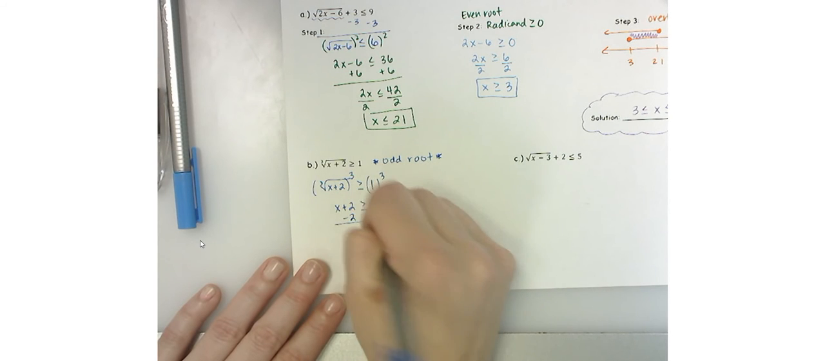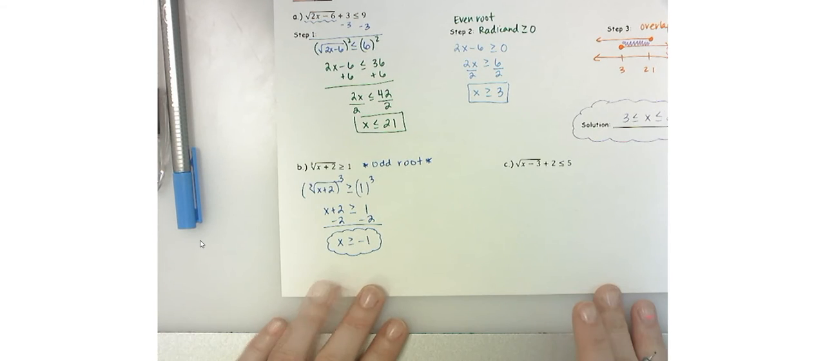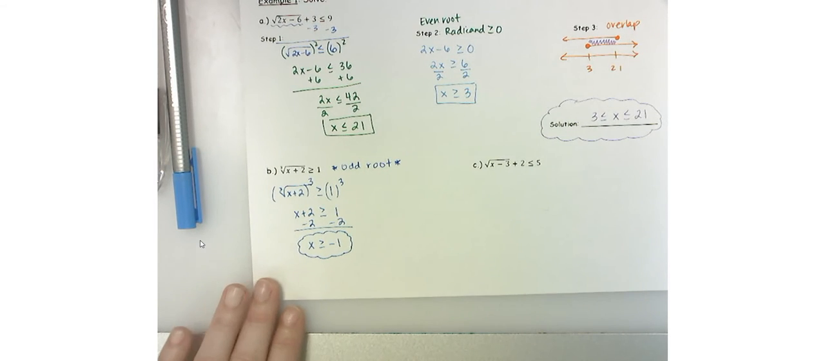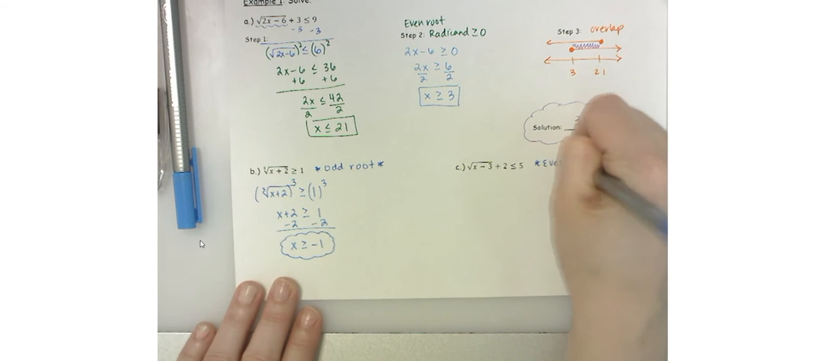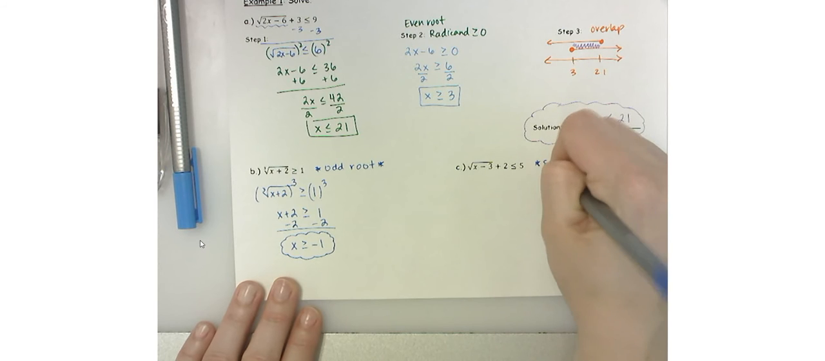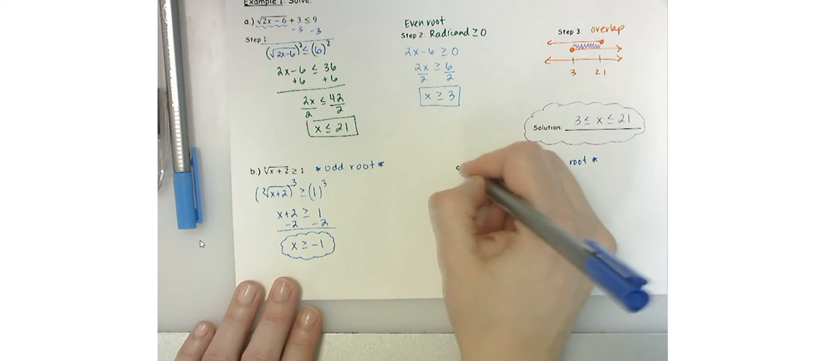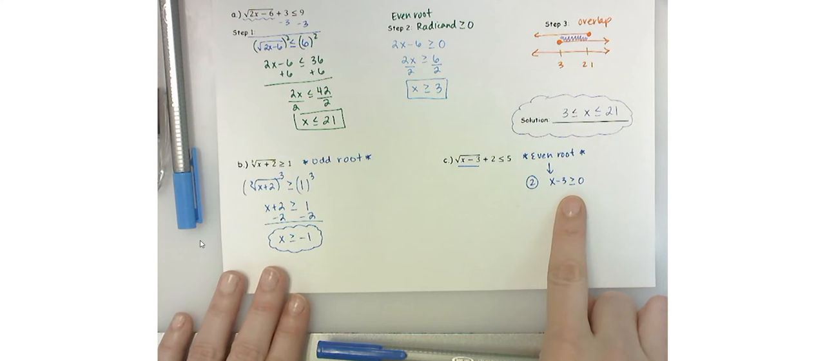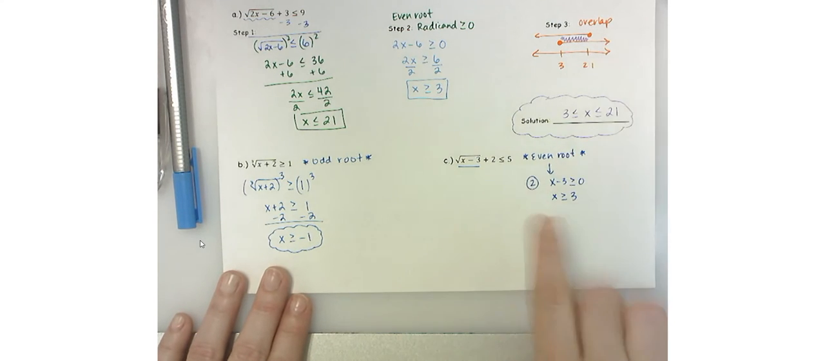Okay, this one is an even root. So whenever you have an even root, you do have to do step 2. You could even set that up right away. You're taking what's underneath, the x minus 3, and setting that greater than or equal to 0. This is always greater than or equal to 0, which means you should always have a greater than or equal to somewhere in your solution. But this does not have to be greater than or equal to. Sometimes it's just greater than.